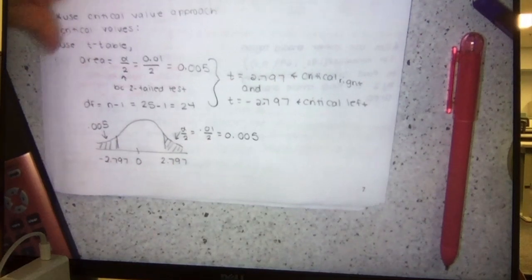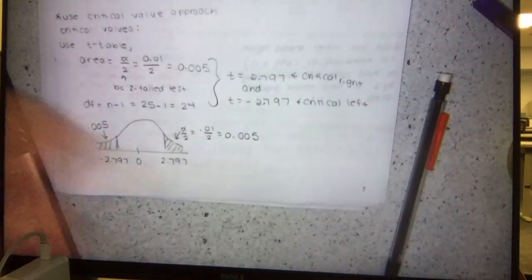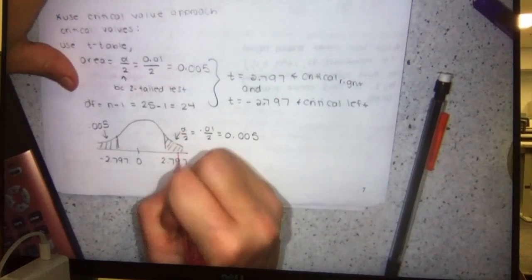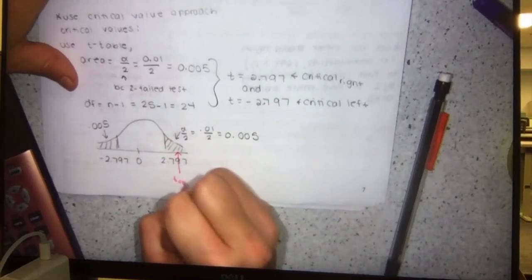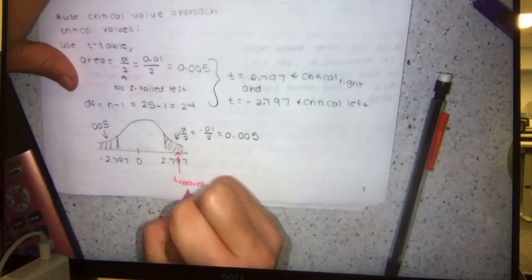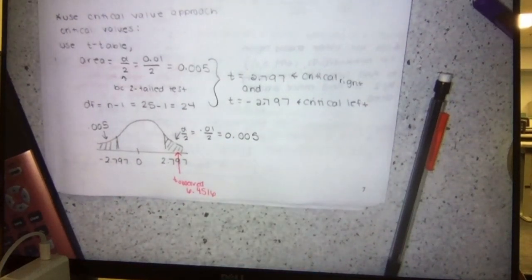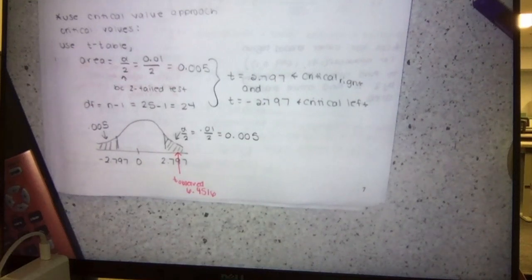So we found our t observed. Now we just need to see where our t observed lies in this. Our t observed was 6.45, which is somewhere over here. So it's in the shaded region, so it's in the rejection region, so we are going to reject the null.